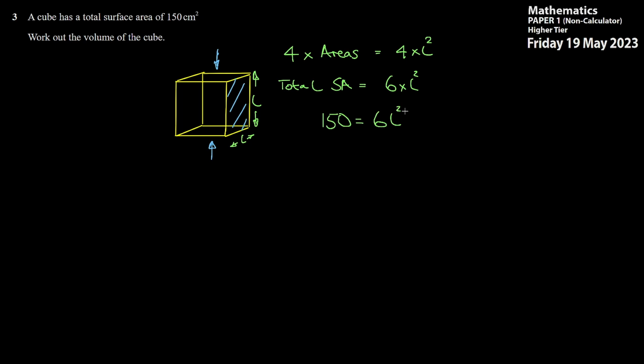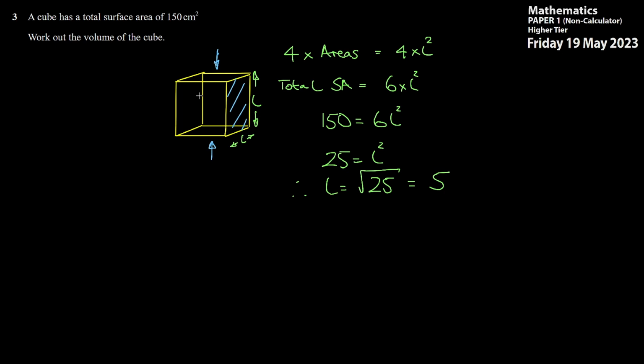You'd expect in a non-calculator paper for this to be an easy sum, and it turns out that 6 goes into 150 25 times, so I get that 25 is equal to L squared. So therefore I can say L is equal to the square root of 25, which is equal to 5. I can reject the negative solution because L is indeed a positive quantity.